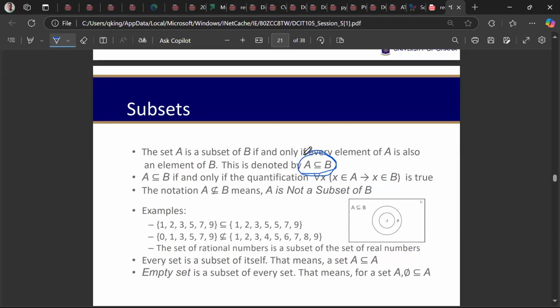And so what I'm trying to say is that when you say A is a subset of B, when you pick any element from set A, that element must also be identified or found in set B. And so like I was saying, if we happen to find an element of A which is not in B, it then means that A is no longer a subset of B.